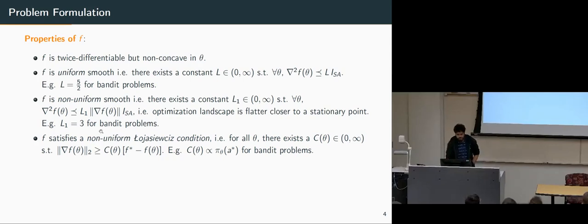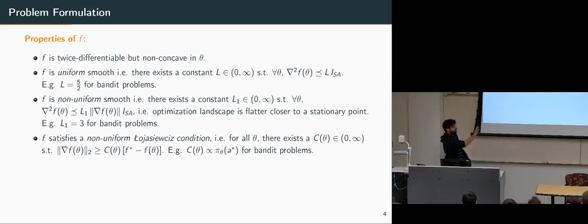The other thing to notice is that it is called non-uniform because there is a c of theta over here. So it's not a constant. It actually depends on the parameter theta at which you are. Again, for bandit problems, c of theta is proportional to the probability of pulling the optimal arm. So c of theta is not known.